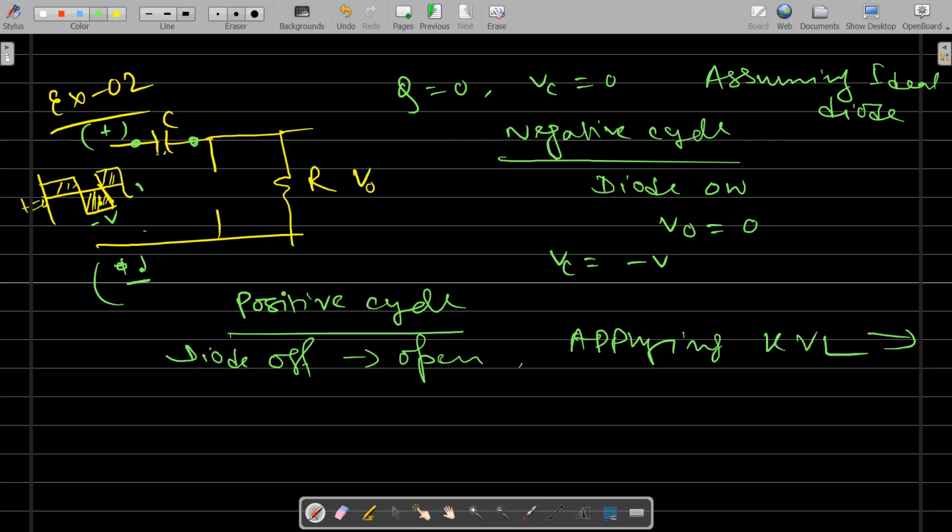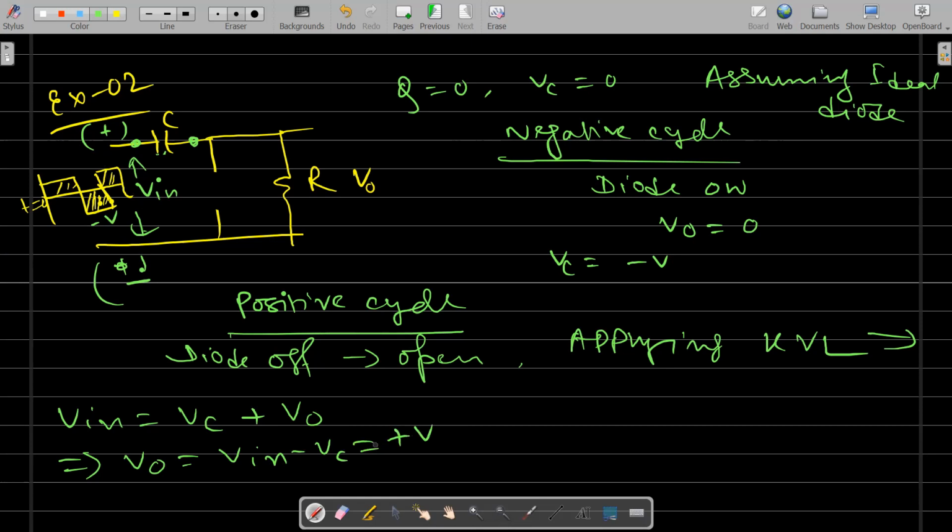What result are we getting? The input is V in. So V in equals the voltage across the capacitor plus V0, or simply V0 equals V in minus VC. In the positive cycle, V in equals plus V, and the VC value we already derived is minus V. So minus of minus V is plus V, that is twice V. So the output we are getting is twice V. For the negative cycle the output is 0, and for the positive cycle the output will be twice V.